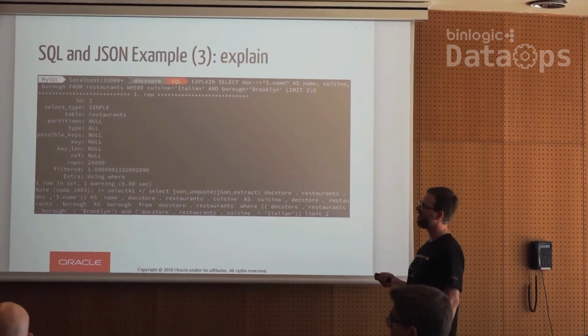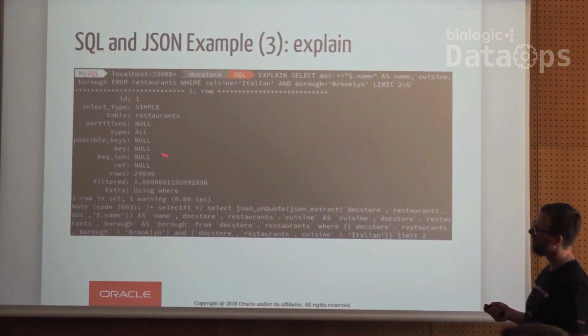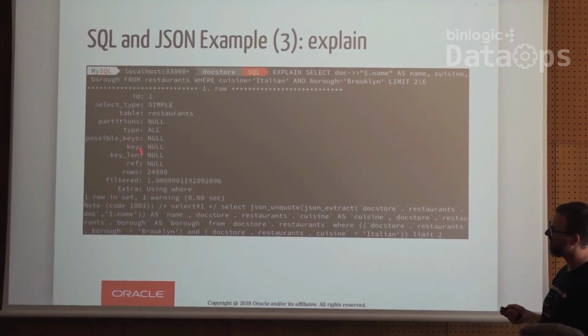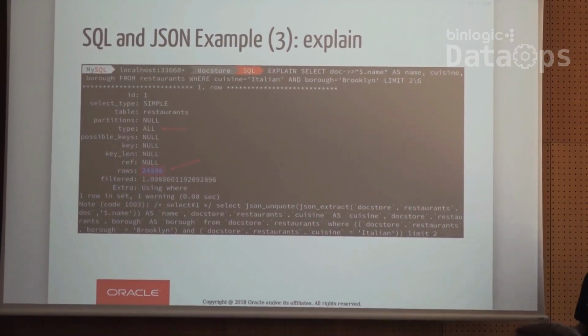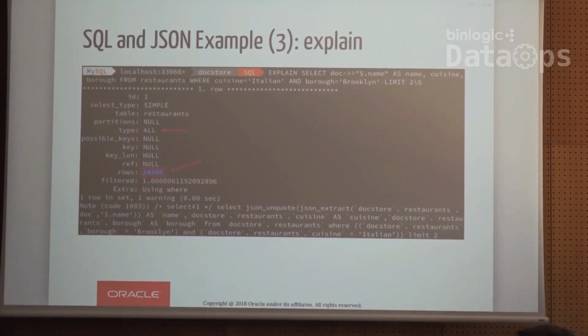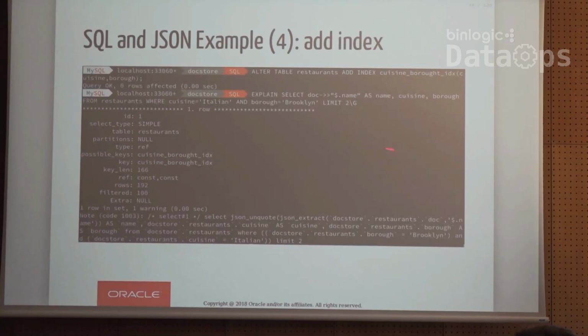You are not using a key and you're retrieving 25,000 rows. Yes. So we do a full table scan to retrieve this data, and we need to read them all to get the data, right? So when we add the index, here I will create an index, cuisine borough index, on the two generated columns I made, right?